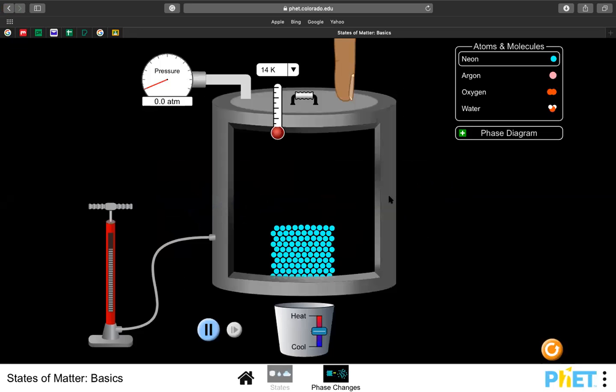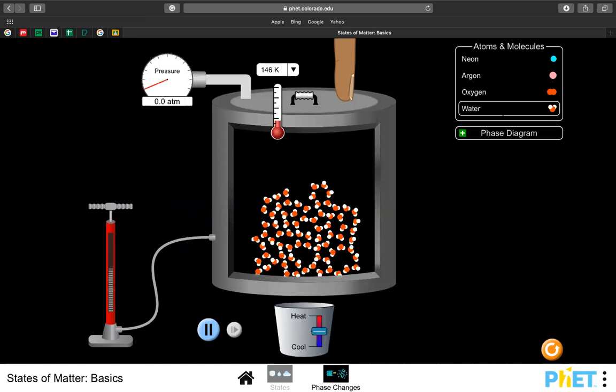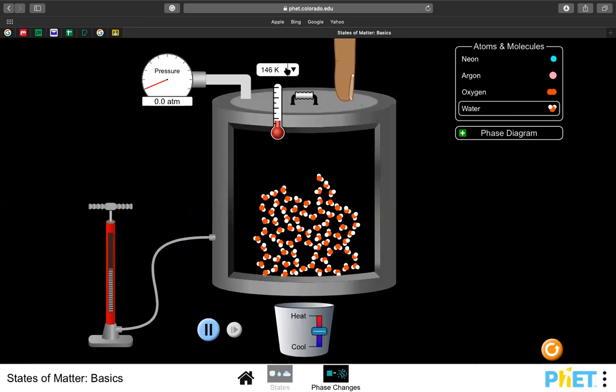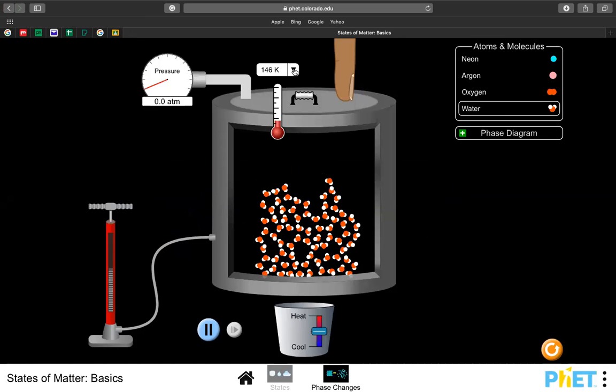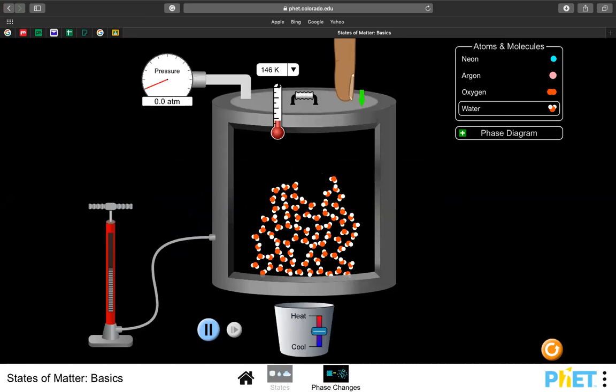All right, so we can do phase change. Now let's look at water. So this is the structure of water. Pay keen attention to your temperature. Remember we spoke about Kelvin, and anybody remember Kelvin?